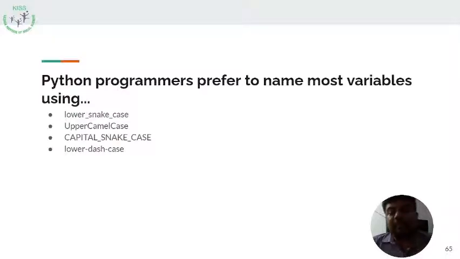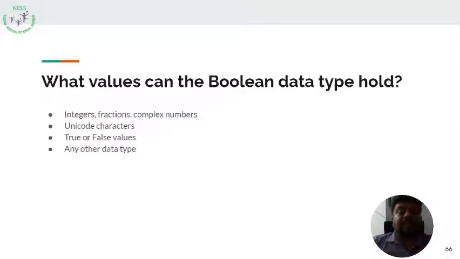So Python programmers prefer to name most of the variables using which one of these: lower snake case, upper camel case, capital snake case, or lower dash case. So the answer here would be lower snake case. Usually the variables are always small letters. If it is multi-word, we join it using underscore. We use the upper camel case only for functions, and we use the capital snake case mostly for constants. There is no dash case. The hyphen is not valid in a variable name.